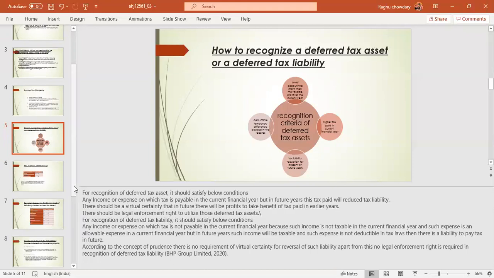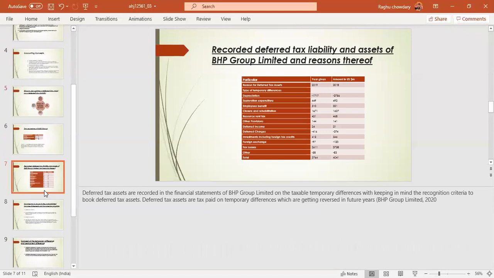So I would like to move on to the next slide by showing you the income statement of the BHP group, comparing the year 2019 to 2018. Here you can see the temporary differences, which are stated under various factors such as depreciation, exploration expenditure, employee benefits, closure, rehabilitation, resource rent tax. So we can compare, for example, depreciation.